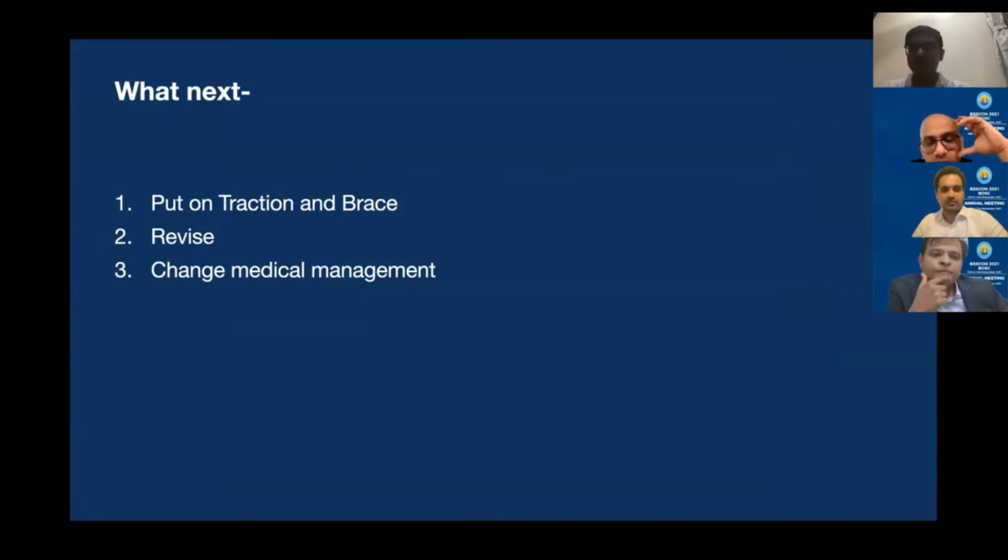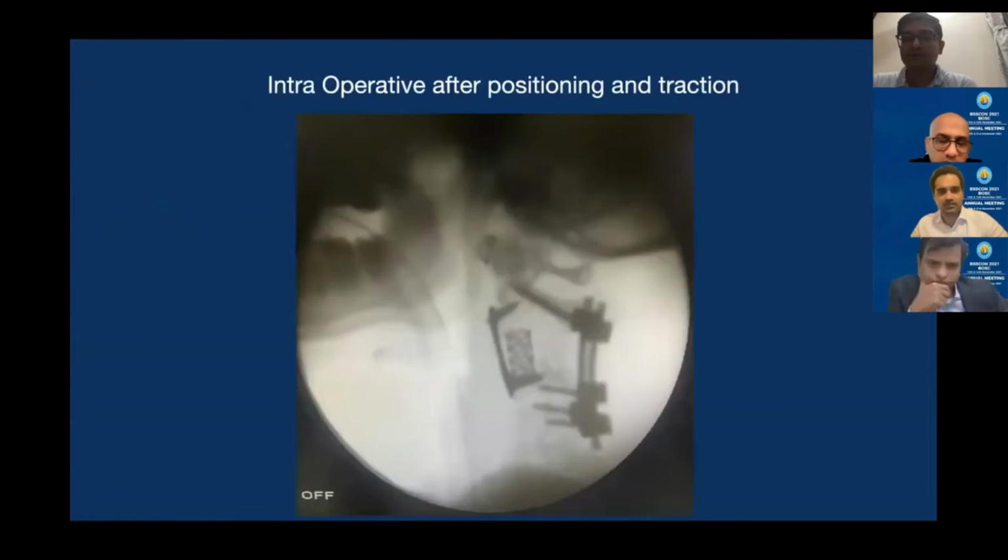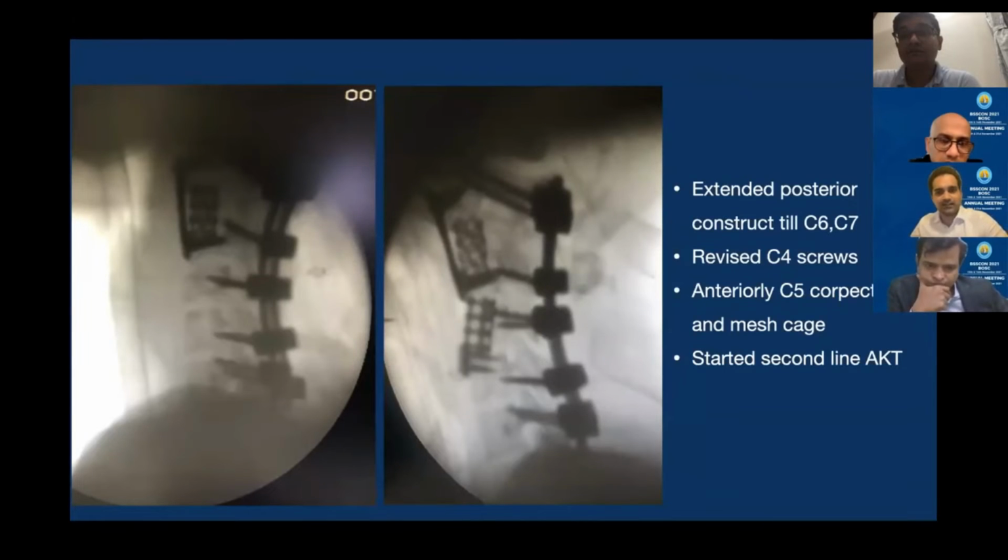We also, in the medical, did we put this patient on traction and brace? So these options first, this was the intraoperative positioning and traction, which the second time took him put the drop after traction. What we did was we again went and we extended the posterior construct till C, and we the C4, and only C5 was done. Cage was the screw passed through the mesh, and we also started the second PT drug.